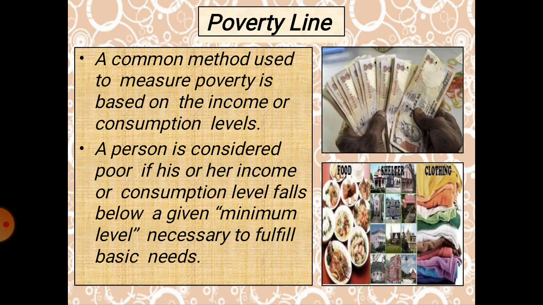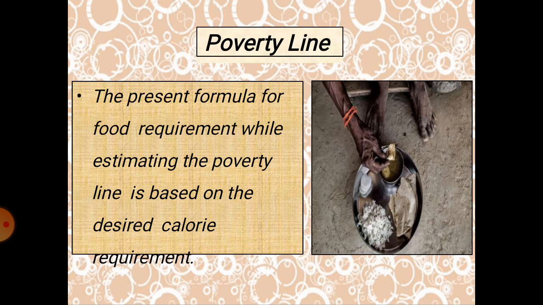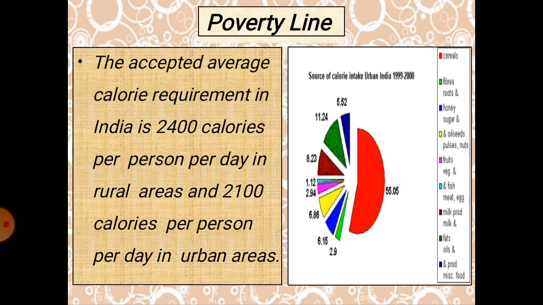So when a person's income and consumption fall below the minimum necessity of his own basic needs, then he will be under the poverty line. But the poverty line cannot be described based on income and consumption alone. It needs one more requirement, which is known as the desired calorie requirement. Okay, so a certain amount of calories should be consumed. Only then can he do physical effort of his own, and that is how the poverty line is described.